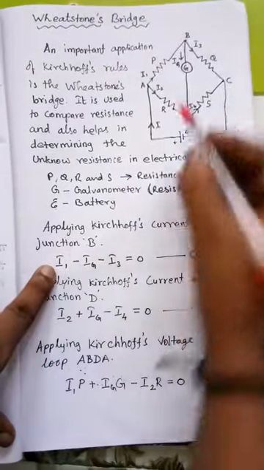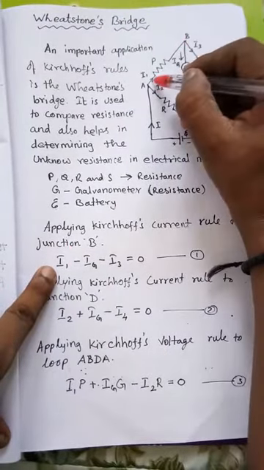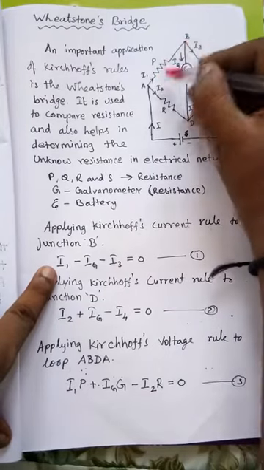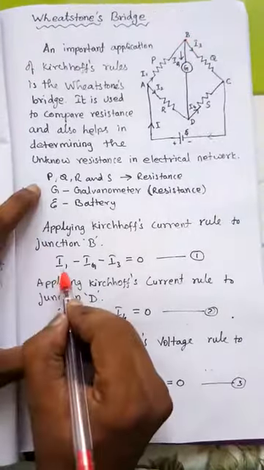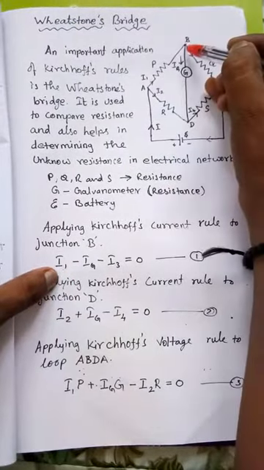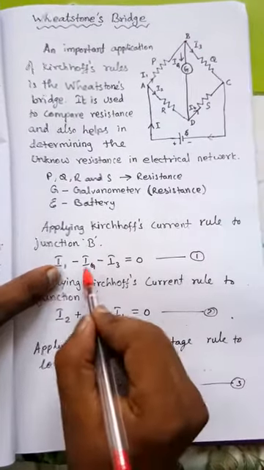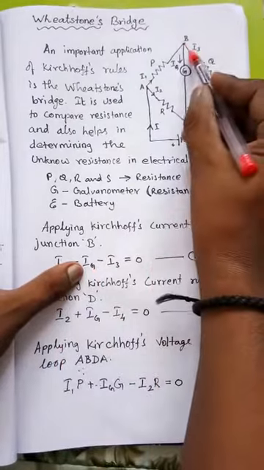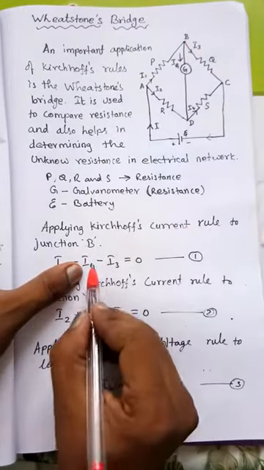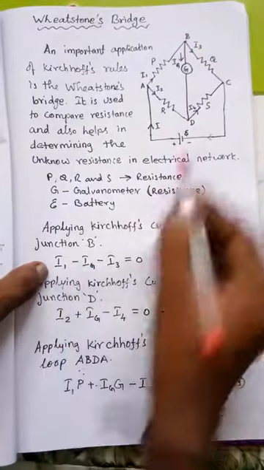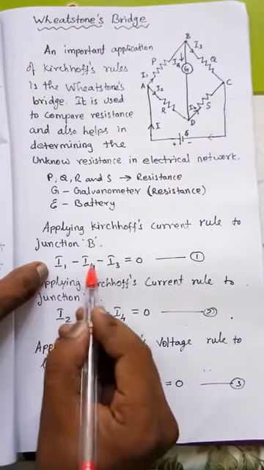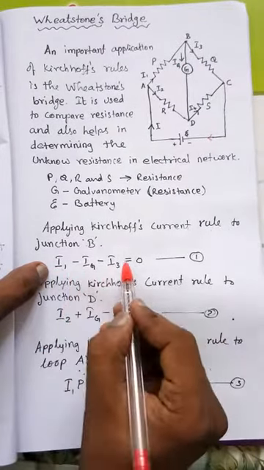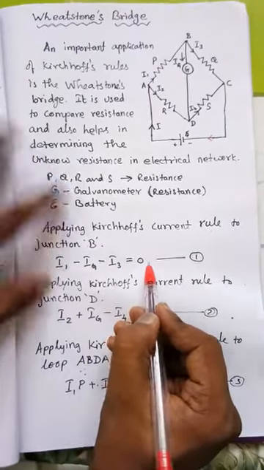So at junction B, what currents enter? The I1 current enters the junction, so I1. The IG current is moving away, so minus IG. And the I3 current is also moving away, so minus I3. So at the junction, I1 minus IG minus I3, the sum of the currents, is equal to 0. First rule over.